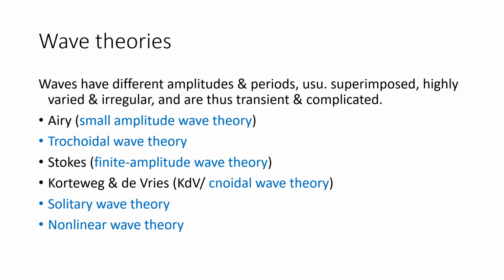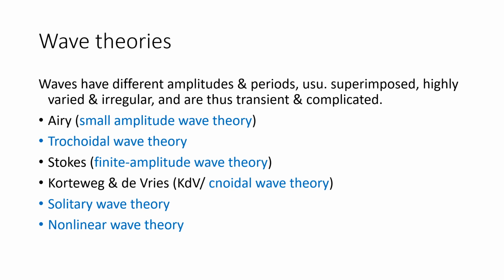So to describe this complex observation, different wave theories have been introduced by different researchers. We have Airy wave theory, which is also known as small amplitude wave theory. This will be the primary wave theory that we are going to discuss in further detail later. But there are also other wave theories such as trochoidal wave theory, Stokes finite amplitude wave theory, the KdV cnoidal wave theory, solitary wave theory, and nonlinear wave theory.